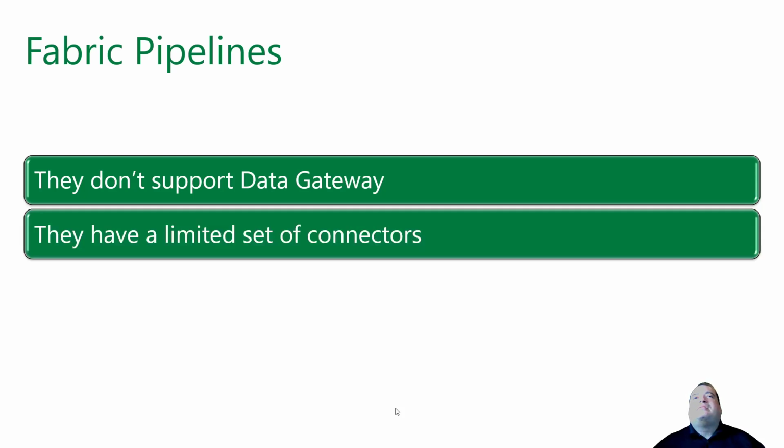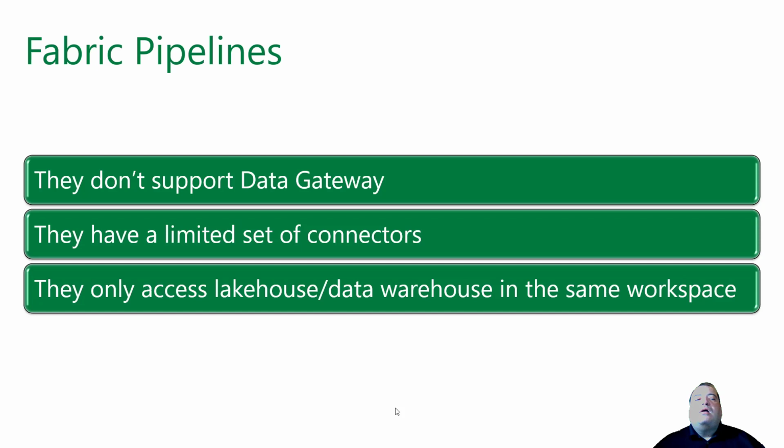They have a limited set of connectors. Whoa! It's the opposite of Azure Data Factory. Because on Azure Data Factory, the pipelines were the ones with the most connectors, exactly to make it possible to go outside and get the data from inside the lake. But in Fabric, it's not like this. In Fabric, the pipelines have a limited set of connectors. And they only access lakehouses in the same workspace. This is a strange limitation.